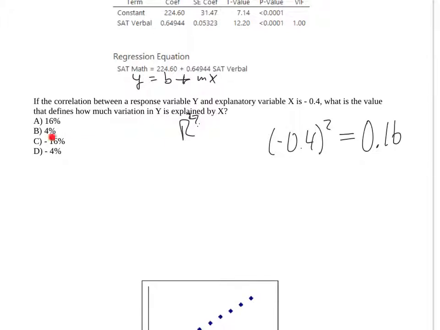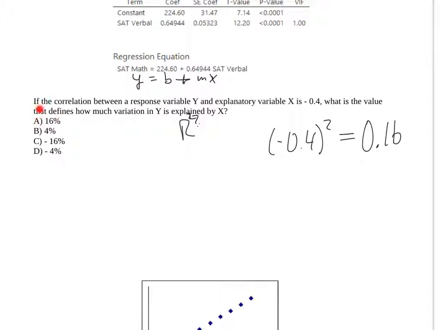So we have some tricks here. We have 16%, 4%, negative 16%, and negative 4%. So they're trying to trick you. And by they I mean the person who wrote the quizzes, which by the way I don't write. I get those directly from the Penn State course coordinator. So what we have here is the r squared. And when we think about this in terms of percentages, remember percentages is just when we multiply any decimal, any percent, or any proportion by 100.